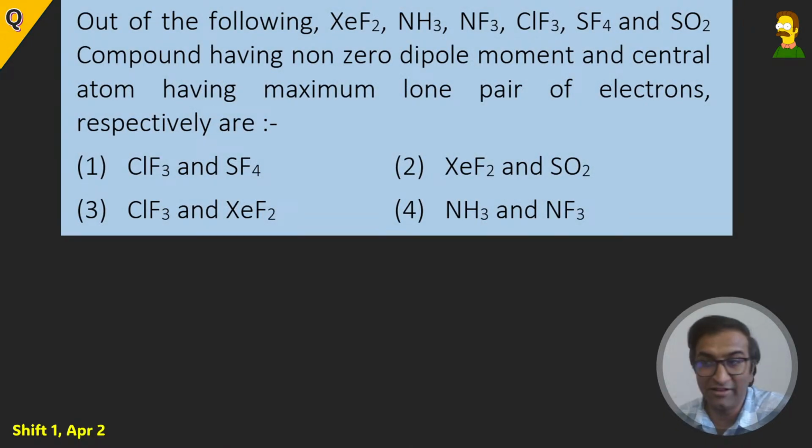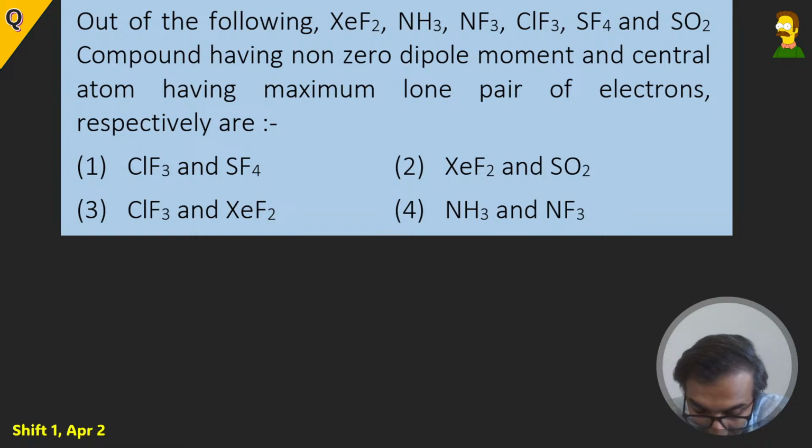This is a good question. After that quick rant, this one right here is a lovely question. I like this question. Hats off NTA. I know this is becoming like a love-hate thing, but neither. I respect you, but please ask questions that make sense. Out of the following XeF2, NH3, NF3, ClF3, SF4 and SO2, compounds having non-zero dipole moment and central atom having maximum lone pair of electrons respectively are what?